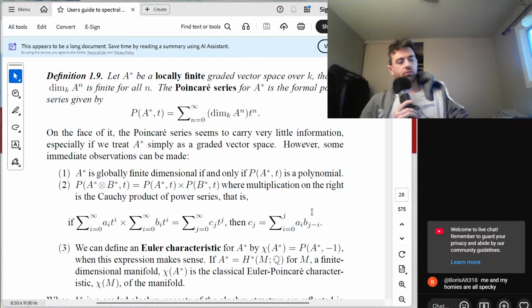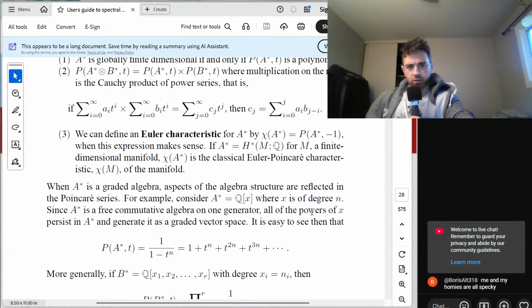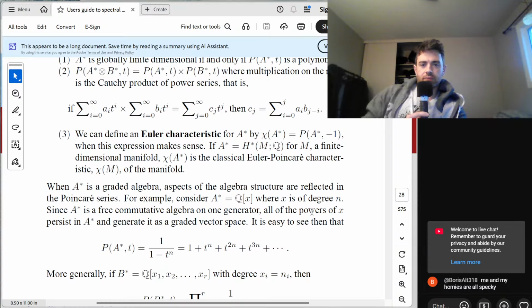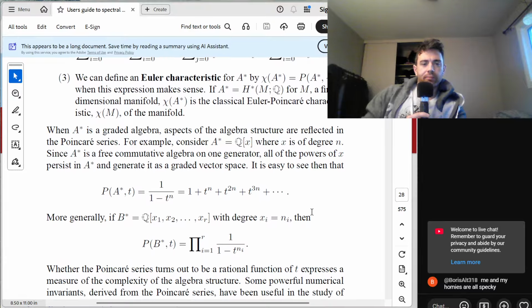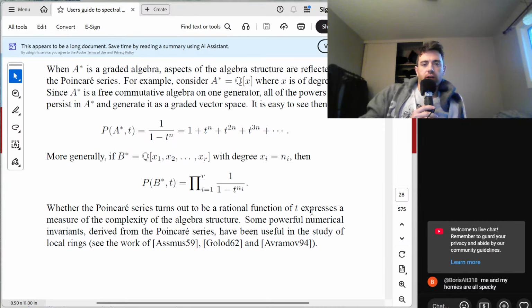Then we've got this tensor product structure as well. And then the Euler characteristic, our favorite oily boy, is the alternating sum. When it's a graded algebra, aspects of the structure are reflected in the Poincare series. For example, the rational polynomials. Since this is a free commutative algebra on one generator, all of the powers of x persist in here, generated as a graded vector space, right?